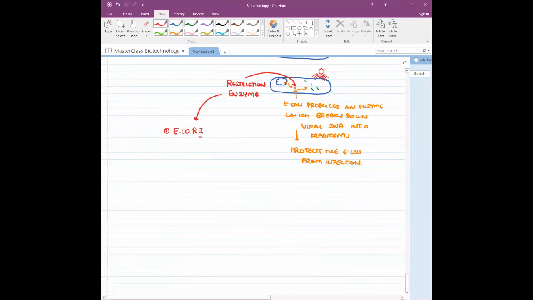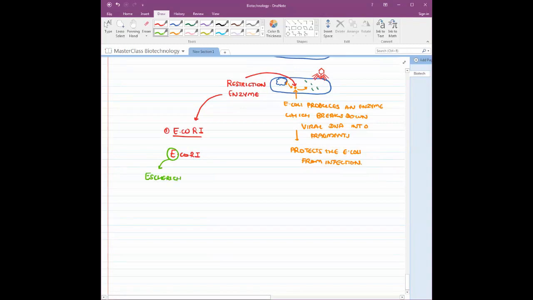Let me put it down once again. EcoRI. Eco comes from where this restriction endonuclease was discovered. It was discovered in Escherichia coli.